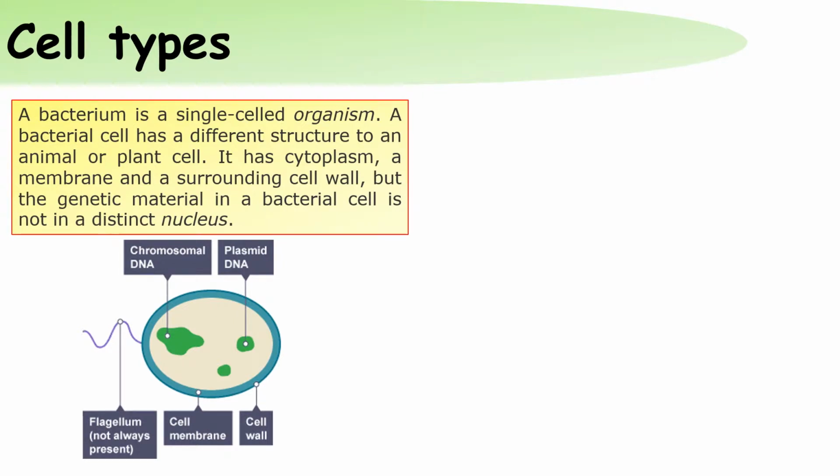A bacterium is a single-celled organism. A bacterial cell has a different structure to an animal and plant cell. It has cytoplasm, a membrane surrounded by a cell wall. However, it does not have a nucleus. It just has a small ring of DNA called a plasmid, and in some cases some delocalised DNA. In some bacteria it might also have a flagellum, which is a tail which allows it to swim.